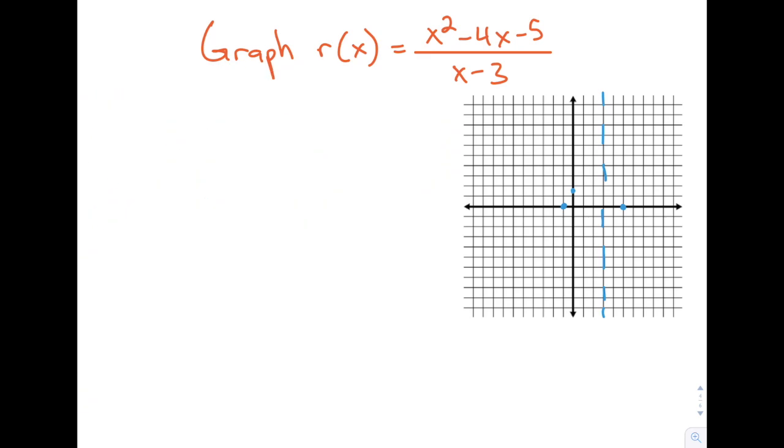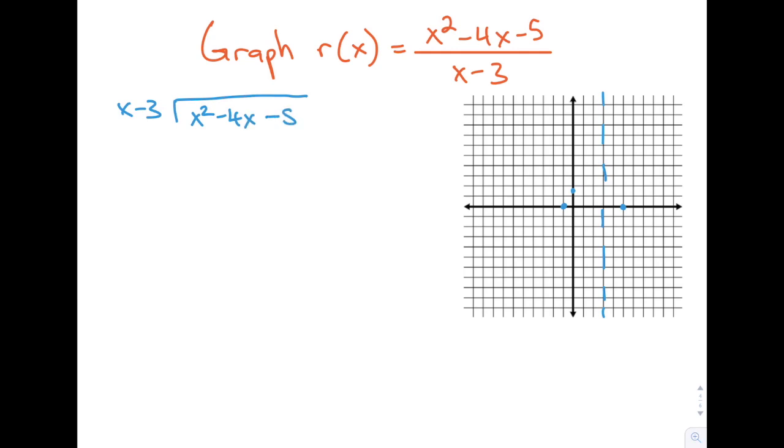Now, in the past, when we're doing an analysis of a rational function, we've also used division, dividing the denominator into the numerator, to find transformations of that rational function in terms of the base function 1 over x. So let's do the same thing here. So we'll divide x minus 3 into x squared minus 4x minus 5.